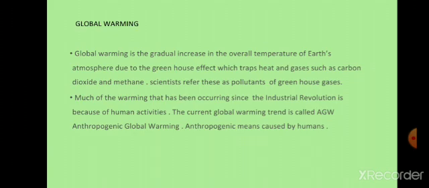Much of the warming that has been occurring since the Industrial Revolution is because of human activities. The current global warming trend is called AGW, anthropogenic global warming. Anthropogenic means caused by humans.